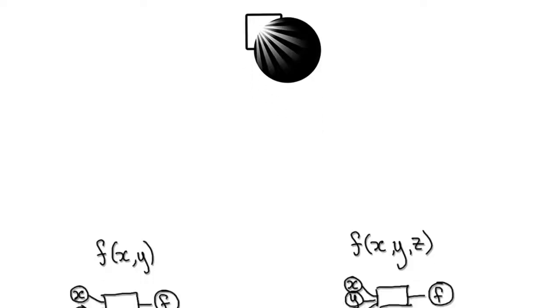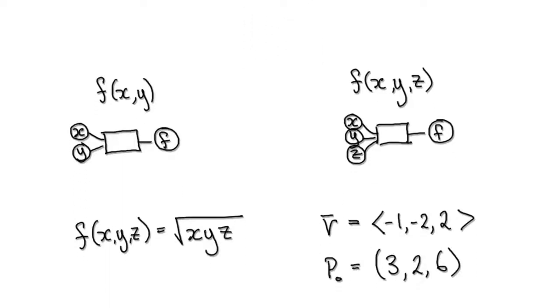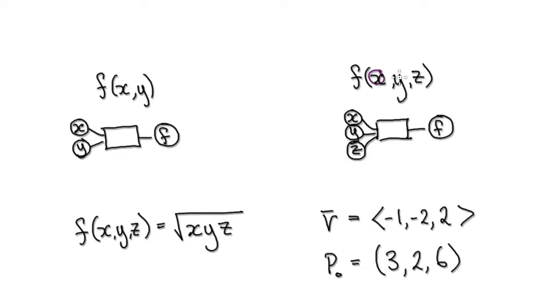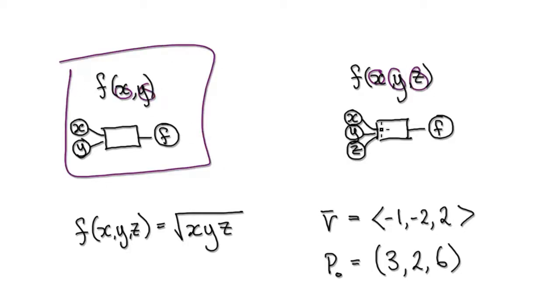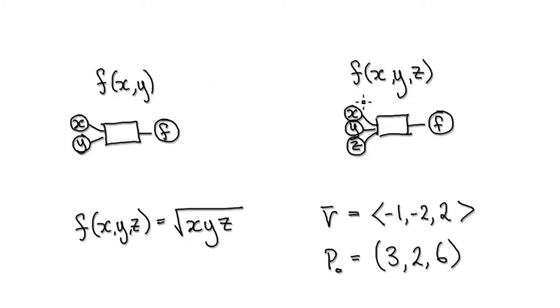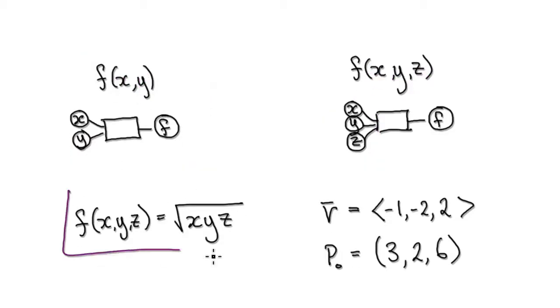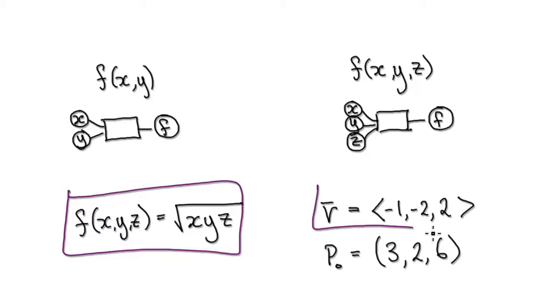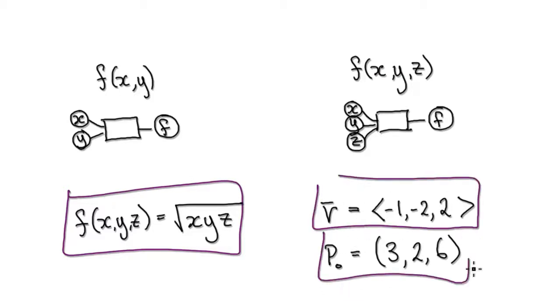Now we're going to extend our directional derivative into 3 independent variables. So in the past we've only tackled 2. Now we're going to tackle 3 independent variables. So let's try and find the directional derivative of this function in this direction at this particular point.